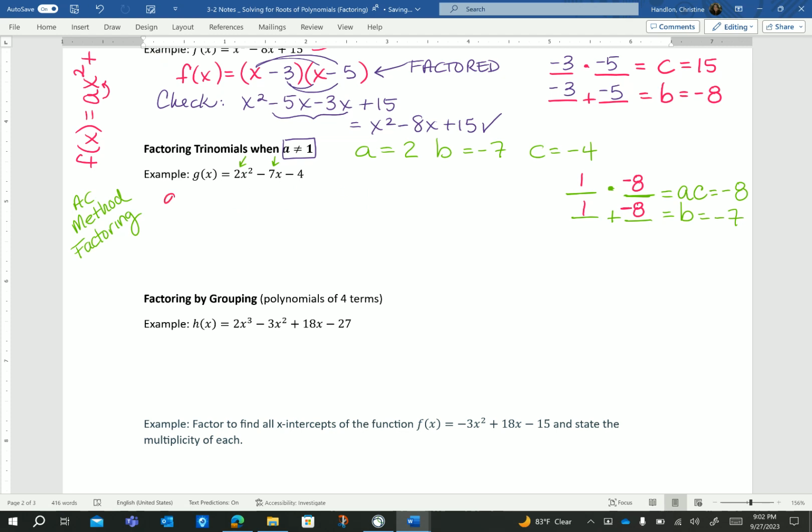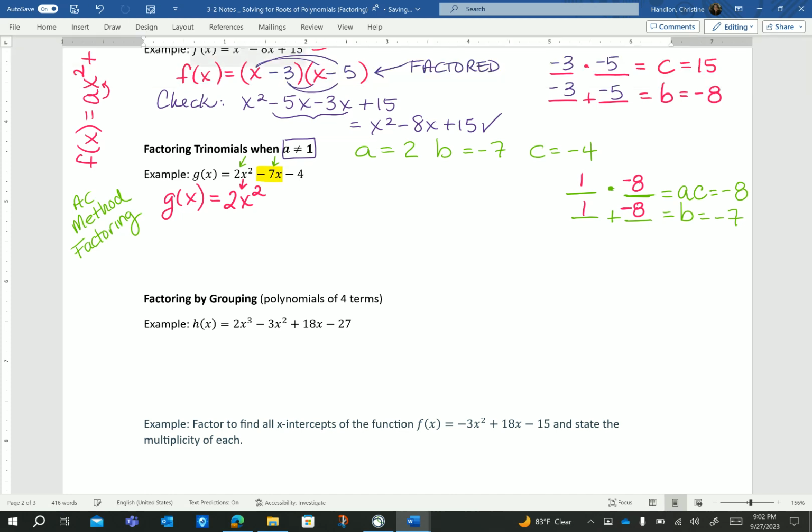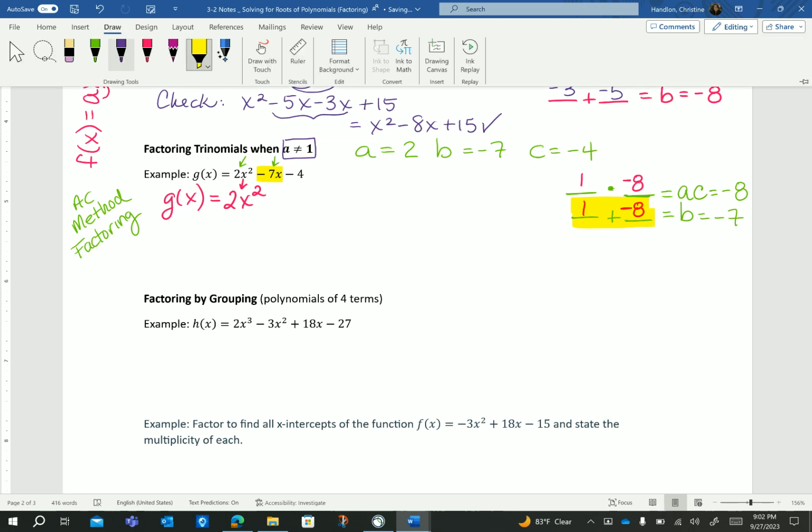What you're going to do is the following. You bring down the 2x squared of your original problem. So this comes down, okay? The -7x, I'm going to highlight it. The -7x is going to be rewritten as this right here. That's what it's going to be rewritten as.